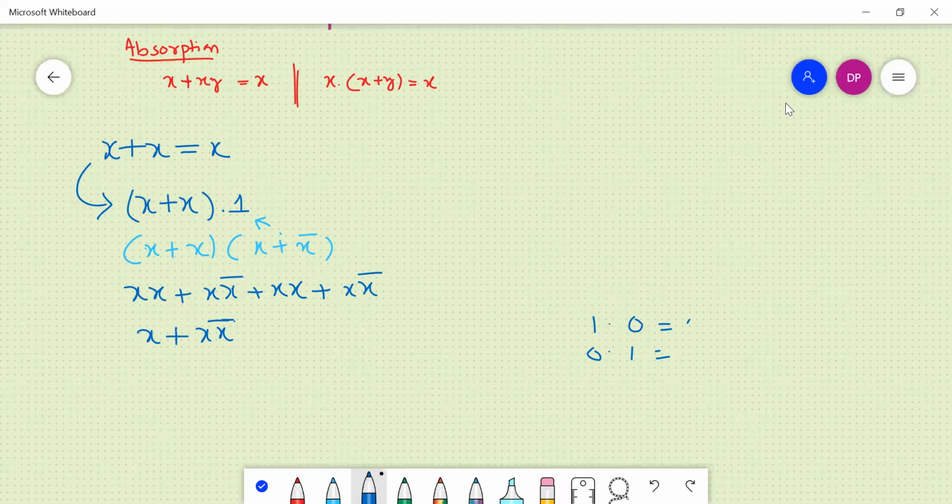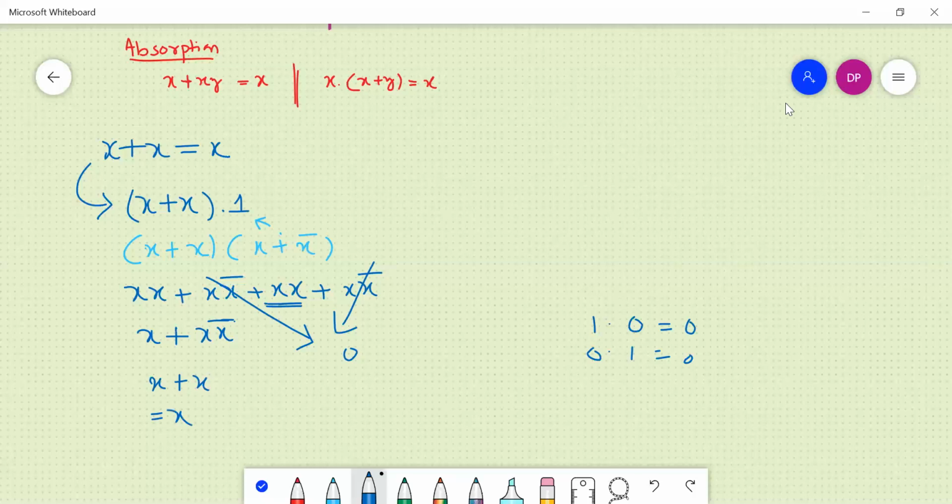This is the same x plus x. So the answer we will get is x only. So x plus x will always be equal to x only.